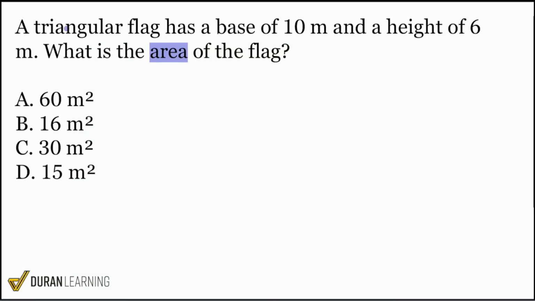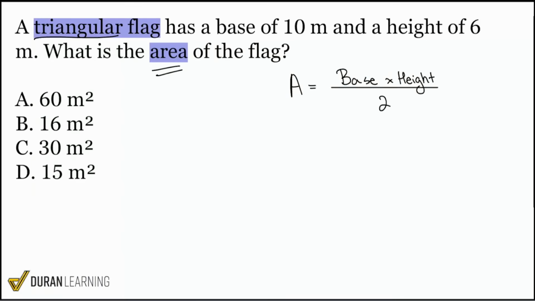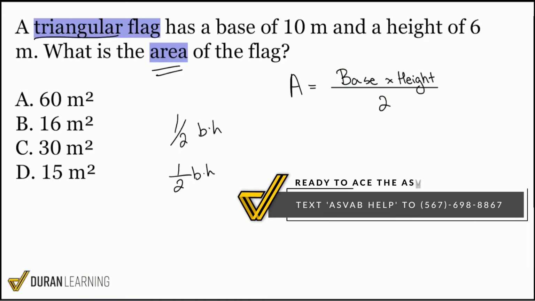The shape is right here, triangular flag. So immediately, I know I'm looking for the area of a triangle, and here's that formula. The area of a triangle is the base multiplied by the height, all divided by 2. Some of us may know this as half of the base times the height, or half base times height. Again, these are all the same thing, so don't worry. They are all the same.